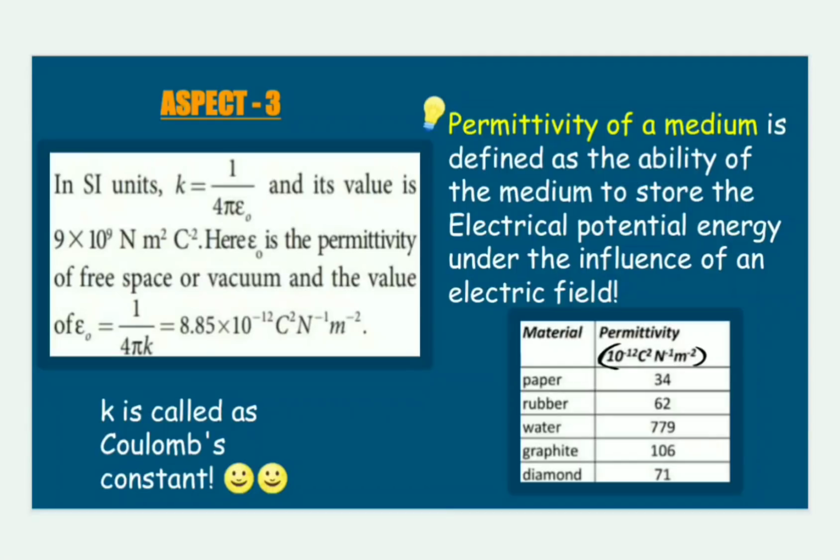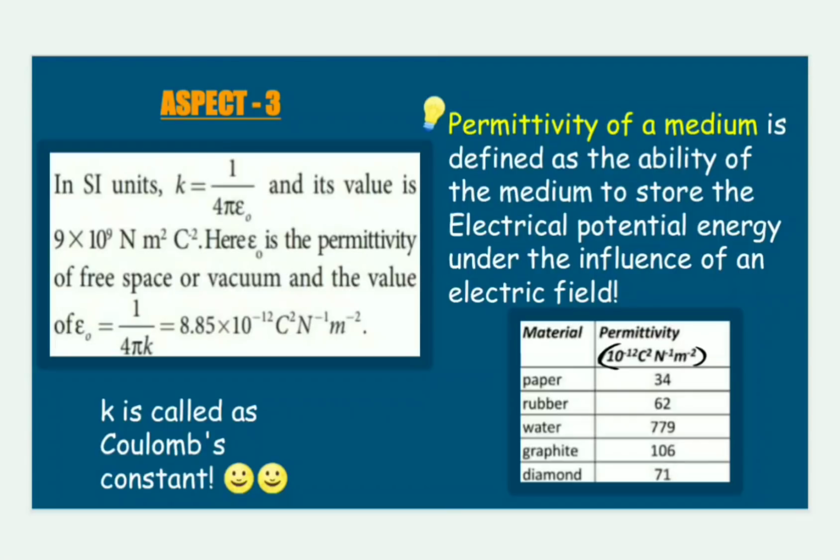So permittivity of a medium is defined as the ability of the medium to store the electric potential energy under the influence of electric field. So if a medium is under the influence of electric field, how much potential energy it can store, that is normally called as permittivity of the medium. We will discuss in detail about this electric potential energy in the later part of this lesson. So that is what is explained as permittivity of the medium.